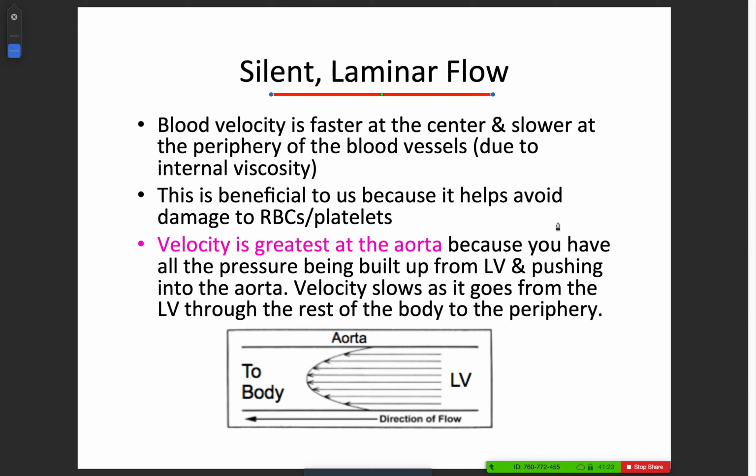In our arteries, what we see is that blood velocity is going to be faster at the center of our arteries, slower at the periphery of the blood vessels. If we were to look at a normal vessel, we would see blood moving the fastest in the middle of the vessel, and blood moving slower on the sides. This is just the idea of laminar flow. What's nice about laminar flow is that it doesn't make much noise.